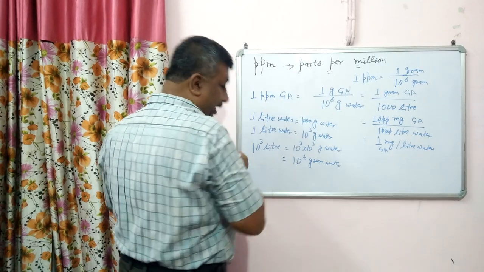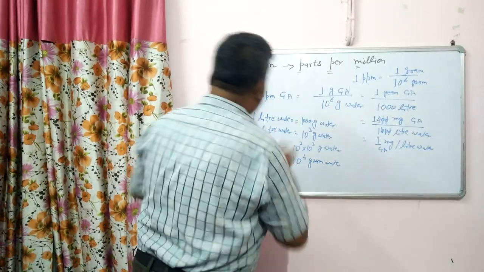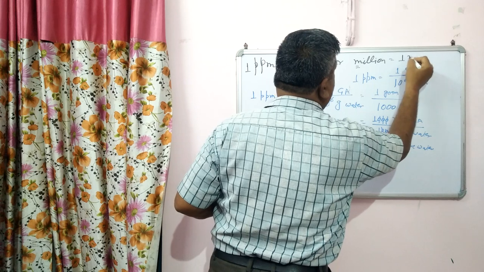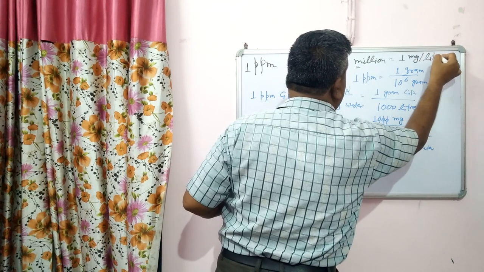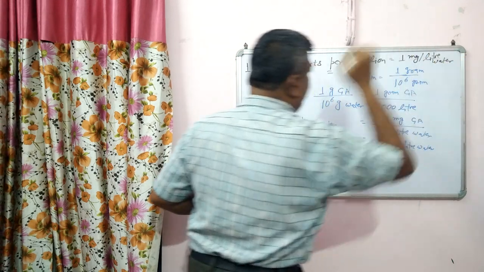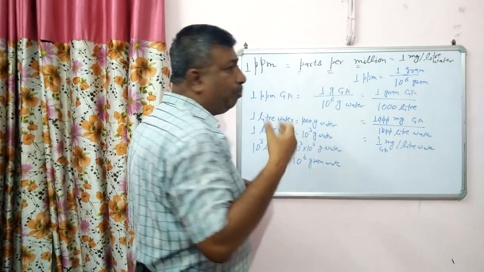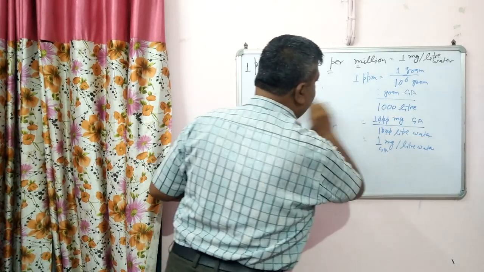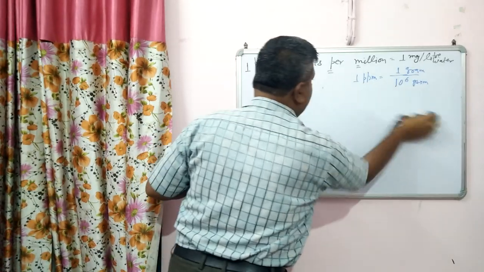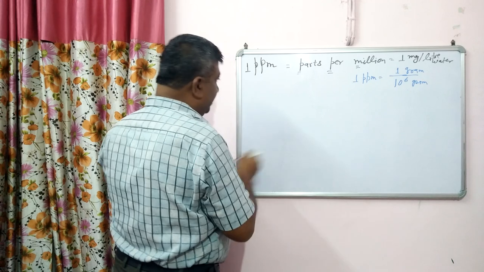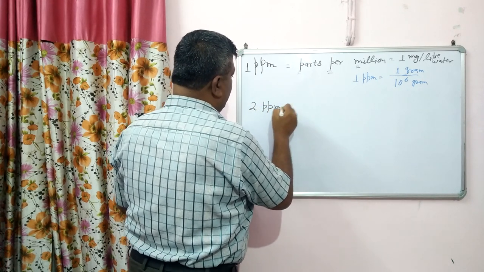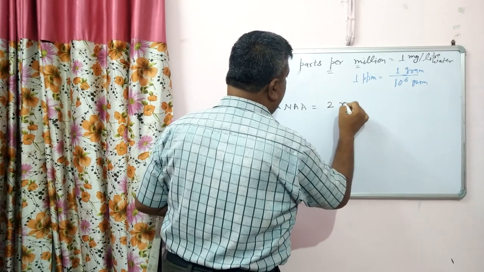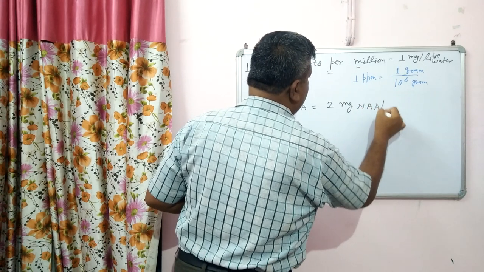So, now it is clear that 1 ppm is equal to 1 milligram per liter water. So this is the way how we can make 1 ppm. Suppose we want to make 2 ppm naphthalene acetic acid solution. Our requirement is 2 ppm NAA, naphthalene acetic acid, it is a hormone. How to make? Simple, dissolve 2 milligram NAA in 1 liter water.